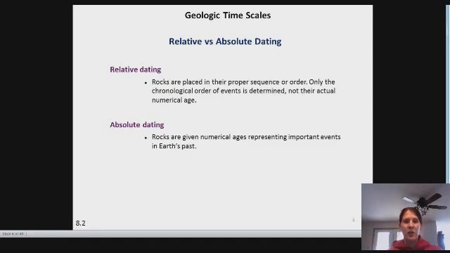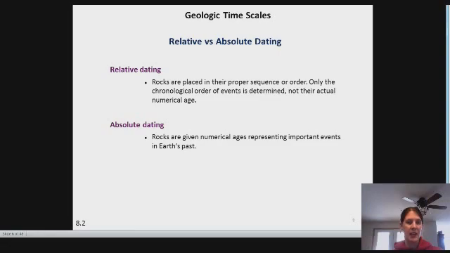When we talk about geologic timescales and geologic time periods, there are two different ways we go about breaking these down. We use relative dating and absolute dating. Relative dating is when rocks are placed in their proper sequence or order. Only the chronological order of events is determined, not their actual numerical age. So this is where we know that X happened before Y happened before Z, but I can't tell you when that happened.